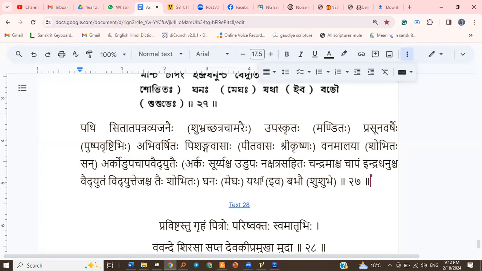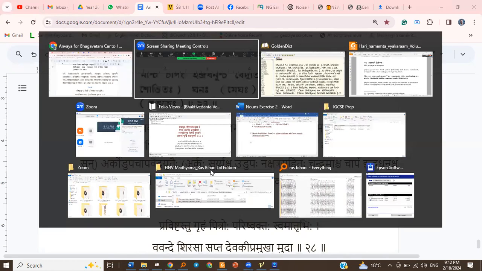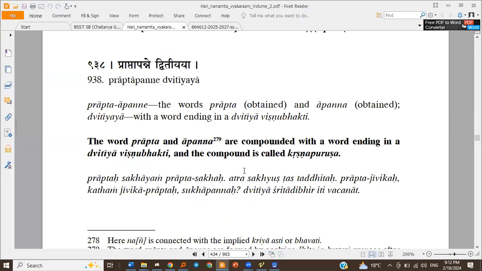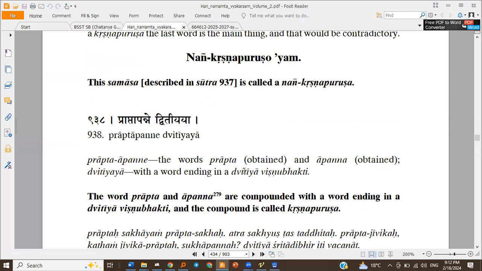Okay, so we'll stop here and we'll resume the next class. We are about to touch 1,000 sutras. No, number 1,000. So it's 938. Yes, it will take some time, maybe next month.